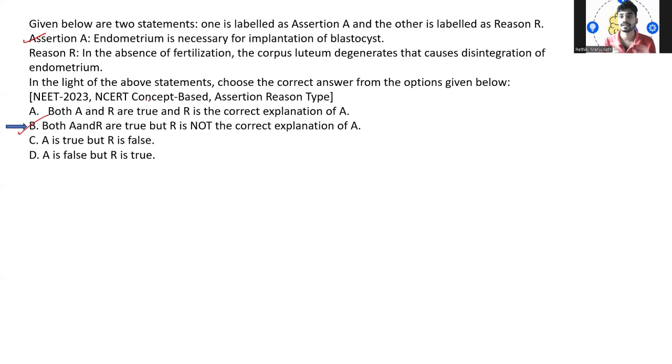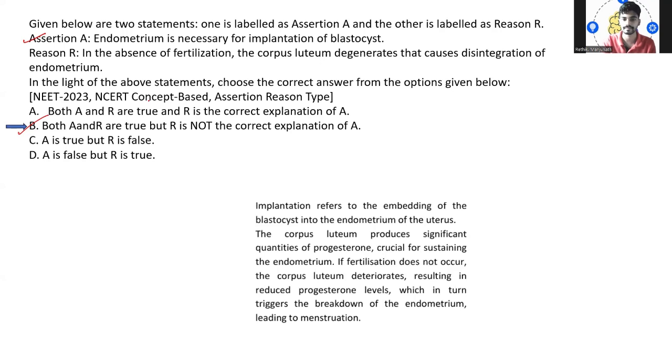Because both are different, we need to understand that the endometrium is necessary for implantation, but if fertilization doesn't occur, obviously implantation will not happen. So as a result, in the absence of fertilization, the corpus luteum obviously gets degenerated, which is going to cause the disintegration of the endometrium. That means implantation will not happen. That's the simple reason. The breakdown of this endometrium leads to the menstrual cycle.